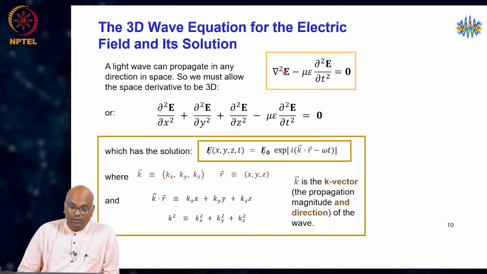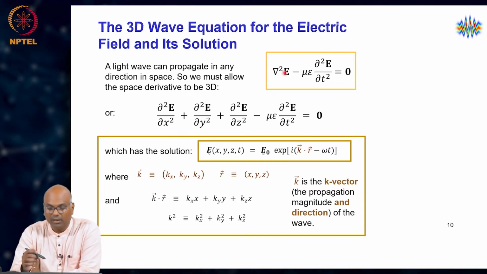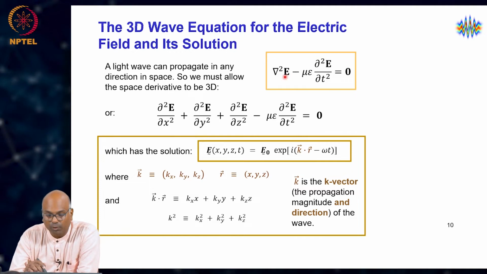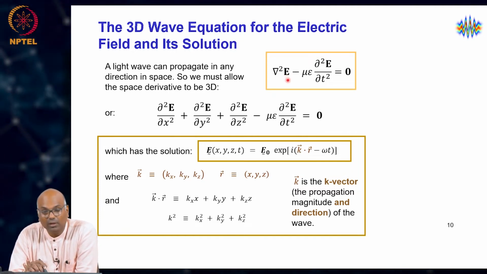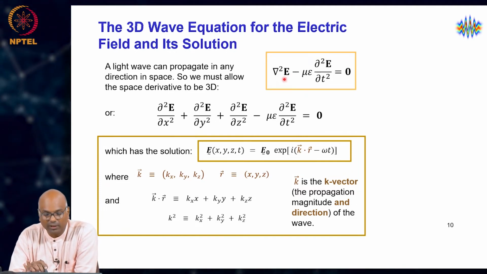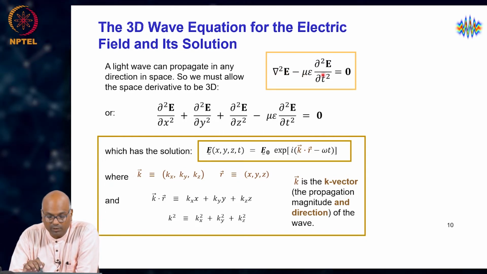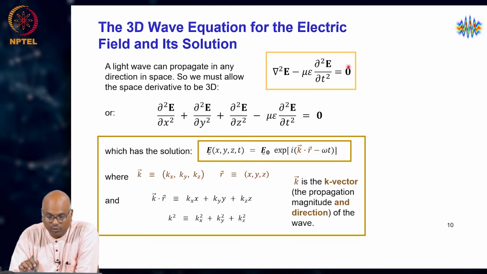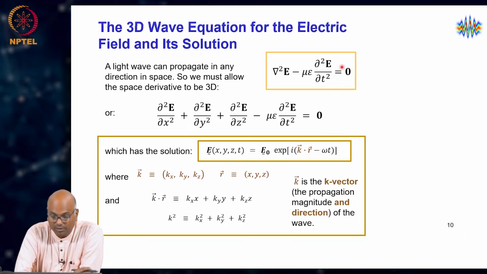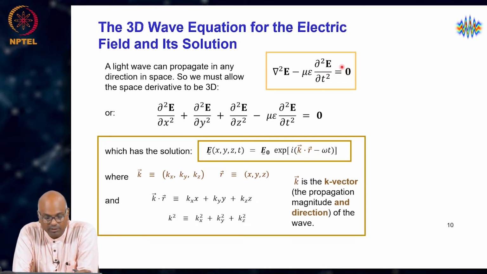Here please note that I have switched from using arrows on top of the fields to boldface letters to indicate vectorial quantities. So, the del square operator operating on E minus mu epsilon d2 E by dt2 is equal to the 0 vector, which is the wave equation in 3 dimensions.